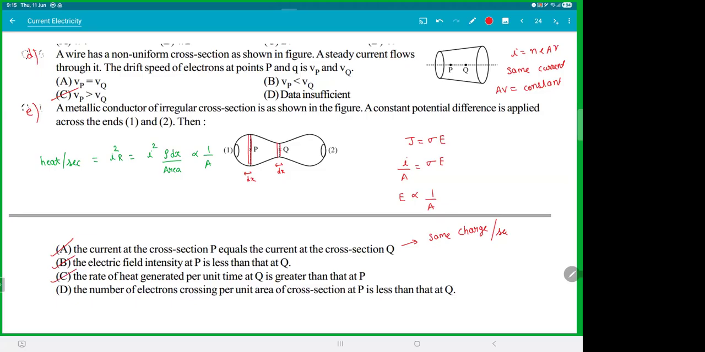The number of electrons crossing per unit area. Now we know the current is same in both of them. So current per unit area at P will be less than current per unit area at Q, because that's simply the number of electrons. So D is also right. All four options are right. Do have a look at this. Please ask me if you're confused with any particular option here. That's what makes this question really good. Clear?